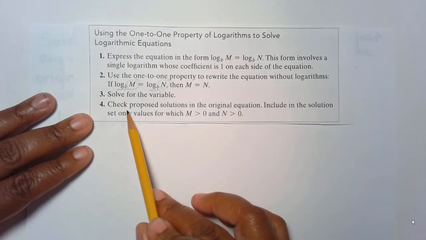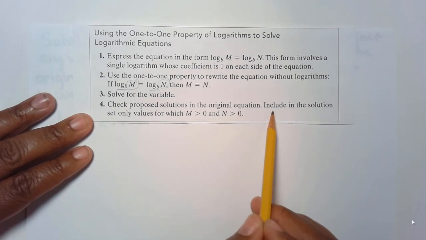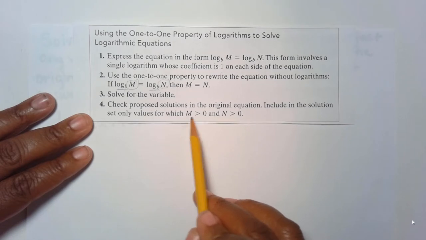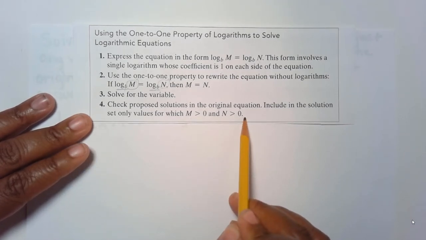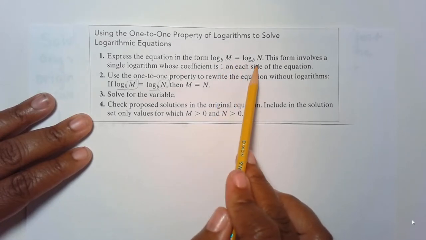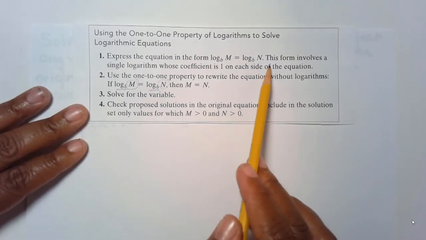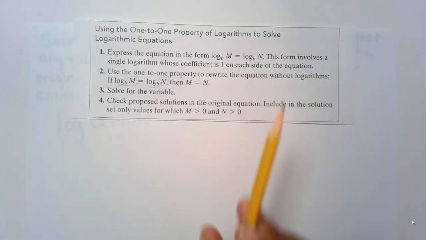Number 4 here, it says check proposed solution in the original equation. Include in the solution set only values for which m is greater than 0 and n is greater than 0. So whenever we check our work, we want this m and n to be positive numbers, or greater than 0. Okay, so i.e. positive numbers.